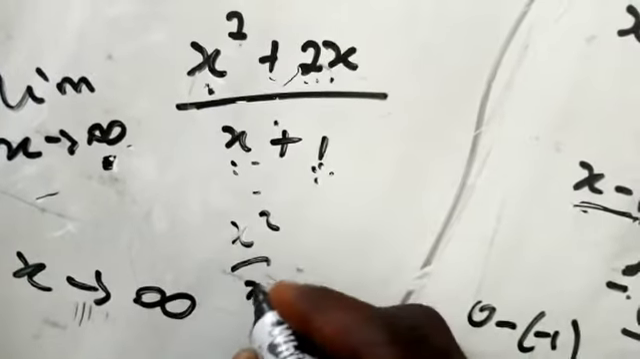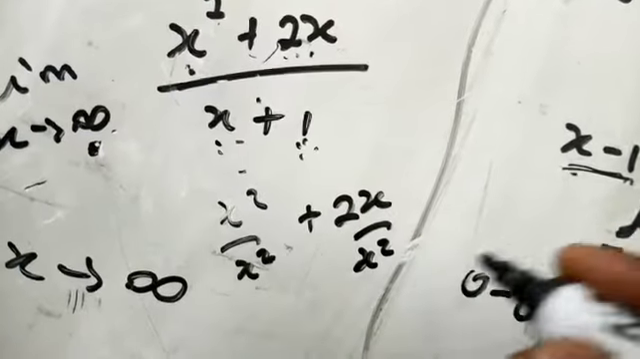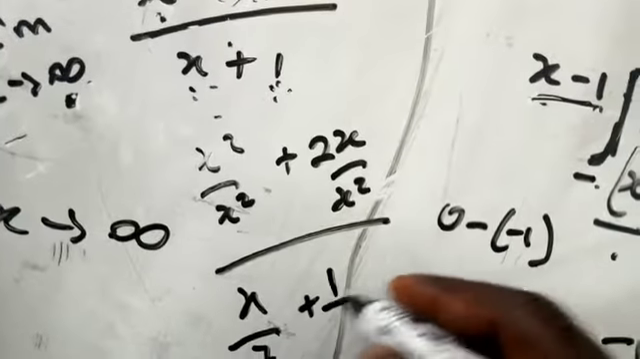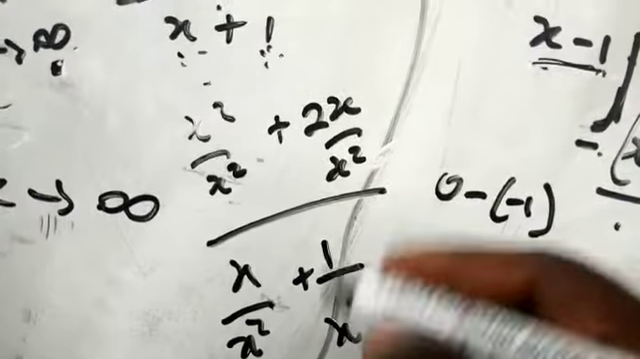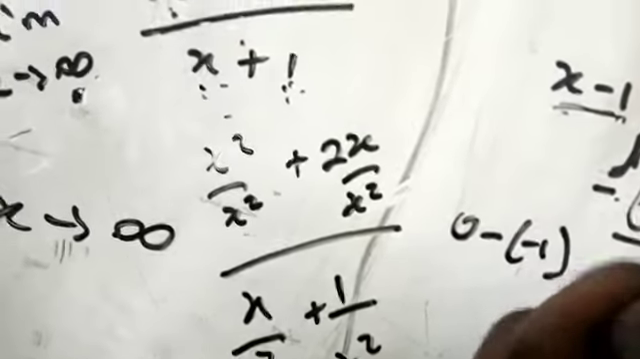So here everything tends to be what? x squared divided by x squared plus what? 2x divided by what? x squared, right? Can you see, divided by x squared plus what? 1 divided by what? x squared. So you do the cancellation. When you have done that, then you substitute the value of infinity.